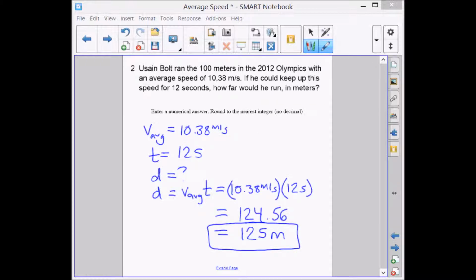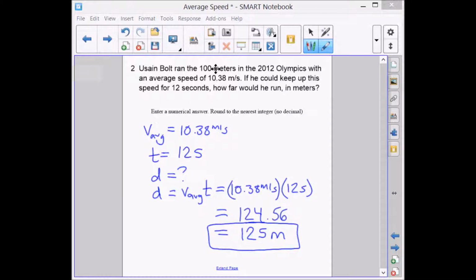Okay, so my answer is 125 meters. Basically what I'm saying here is that Usain Bolt ran with an average velocity of 10.38 meters per second for 12 seconds. The way I find out how far he would go is I take the average velocity and I multiply by the time. Again, this is the same equation that we learned before, but rearranged in a different form. And when I take those two numbers and multiply them together, I get 125 meters.